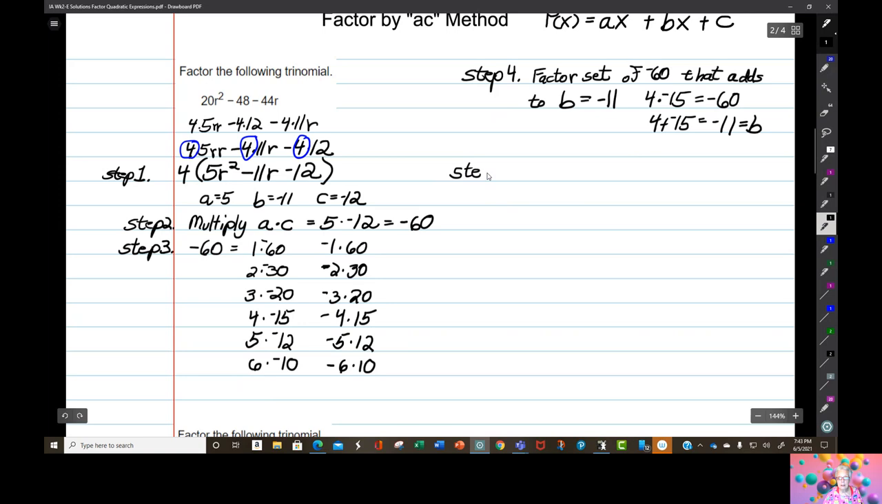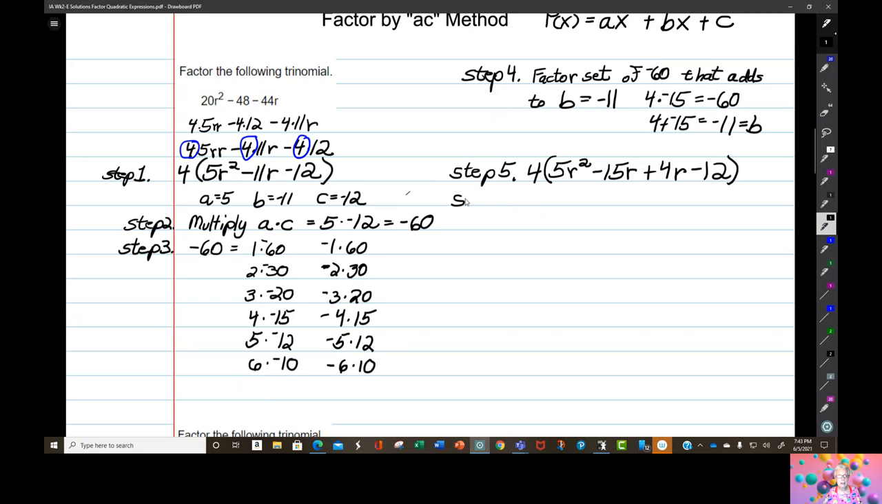Step 5. We're looking to factor 4 parentheses 5r squared minus 15r plus 4r minus 12. This is negative 15, and this is 4. And I turn them just that way because of what I'm going to have to do in the next step. You'll see why.